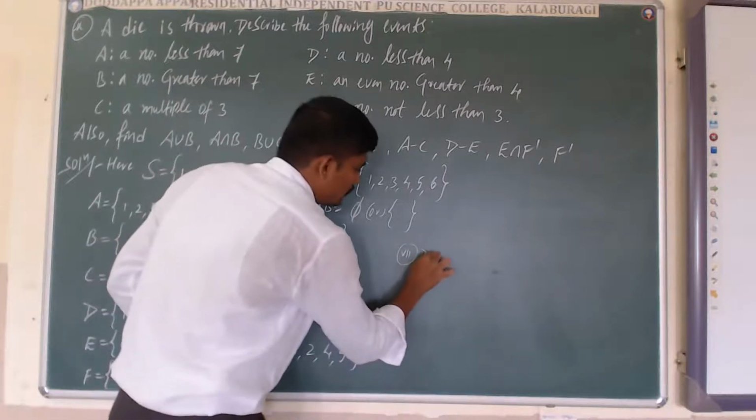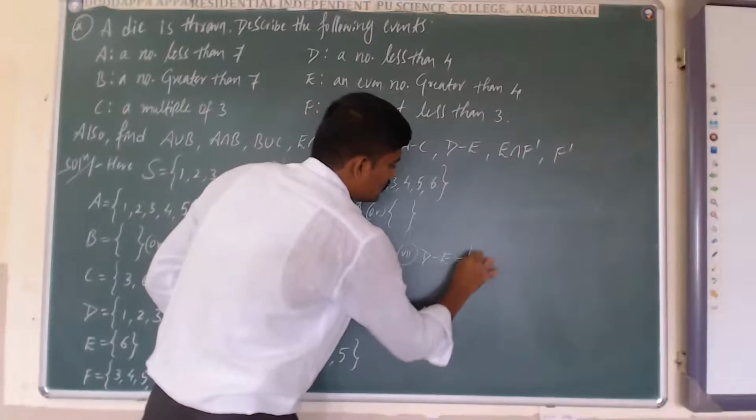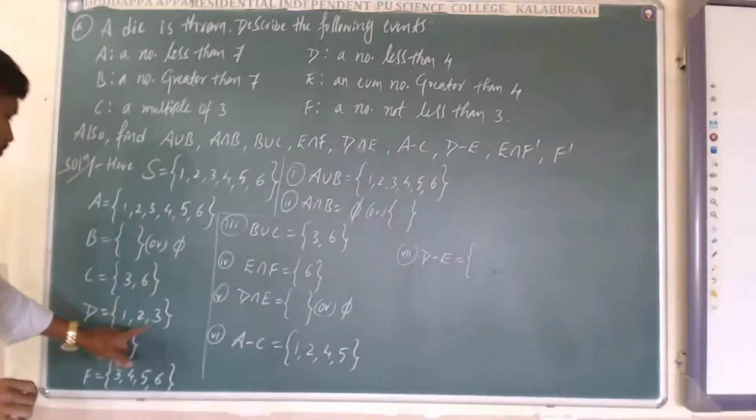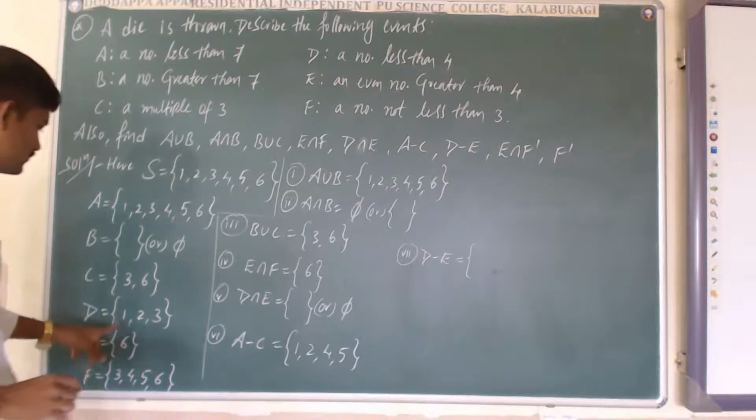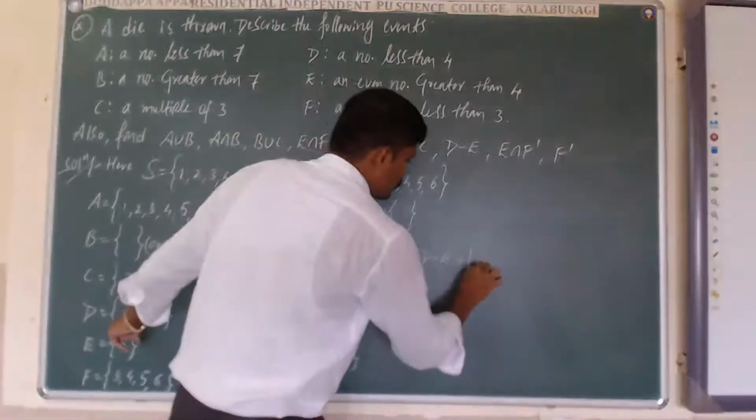And the next, the seventh one, D minus E. D contains 1, 2, 3. E contains 6. So there is no common element, so we will just write 1, 2, 3.